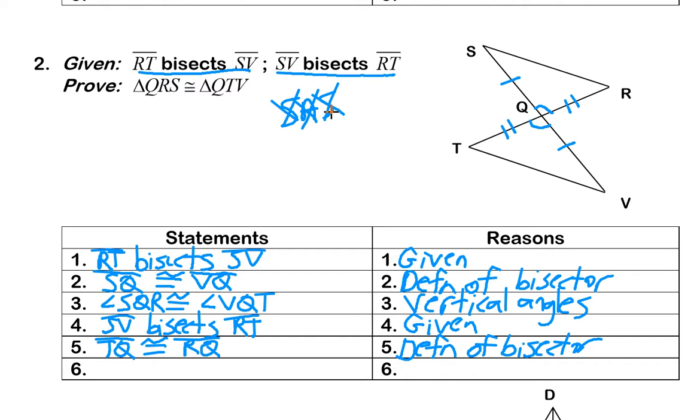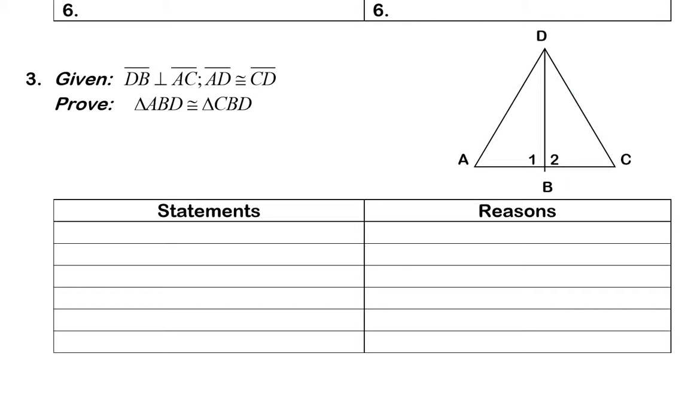We justified every step, so now we can say that the triangles are congruent because of side, angle, side. Triangle RQS is congruent to triangle TQV, reason, side, angle, side. And we're done with that one. Let's go ahead and look down at our third one here. Okay, let's mark anything we can because of the given statement. So it tells us that DB is perpendicular to AC.